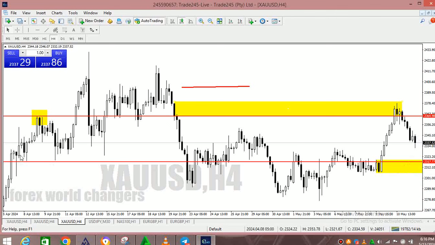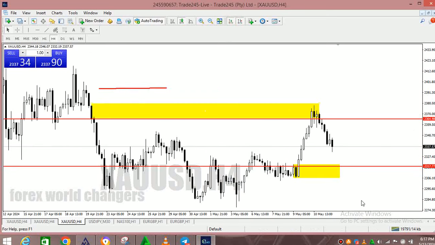So let me show you. Let me just zoom in here at this point. If you can see properly, this is where the price might react, moving up. I'm not really interested in this, because I'm already out.